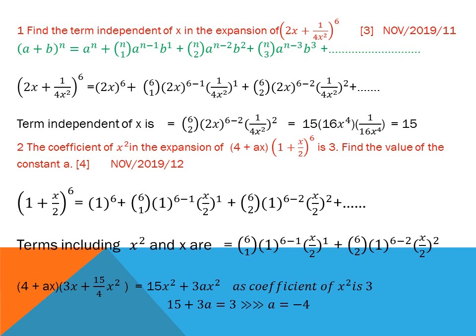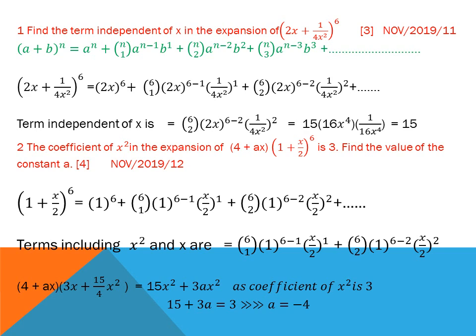We need the terms including x^2 and x, because in 4 + ax, when ax is multiplied by x it becomes x^2. So we need two terms here: when 4 is multiplied by x^2 we obtain an x^2 term, and further, when ax is multiplied by the term in x, it also becomes x^2. So we need two terms here.